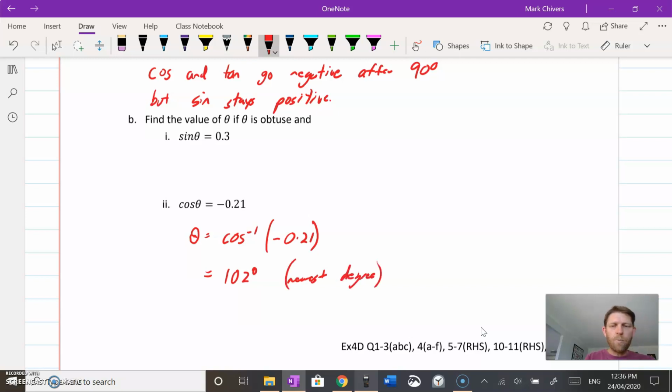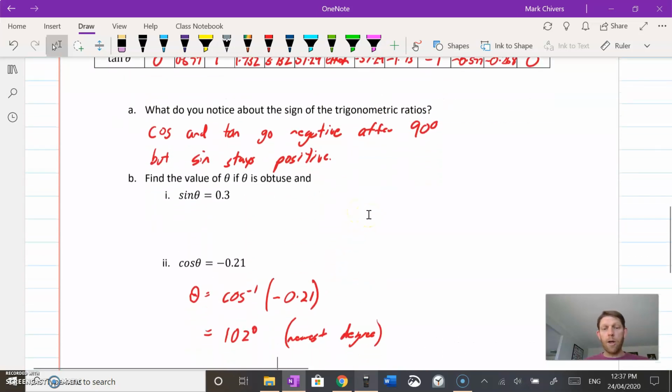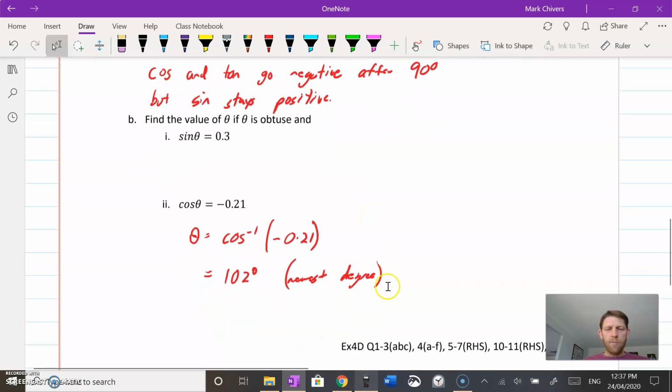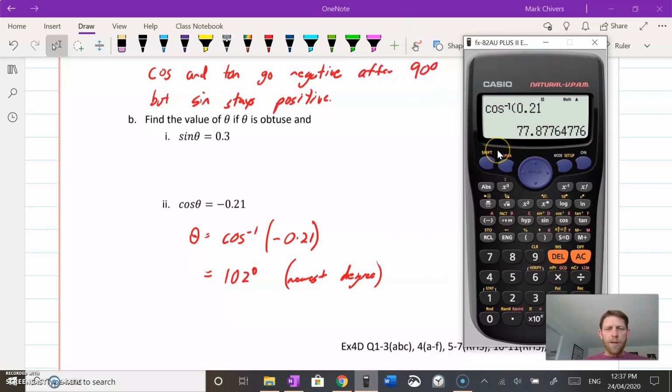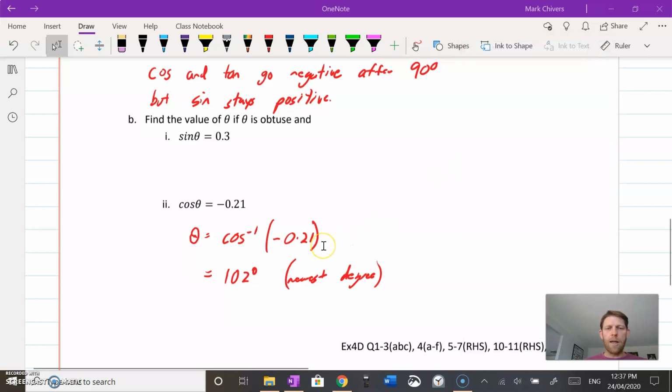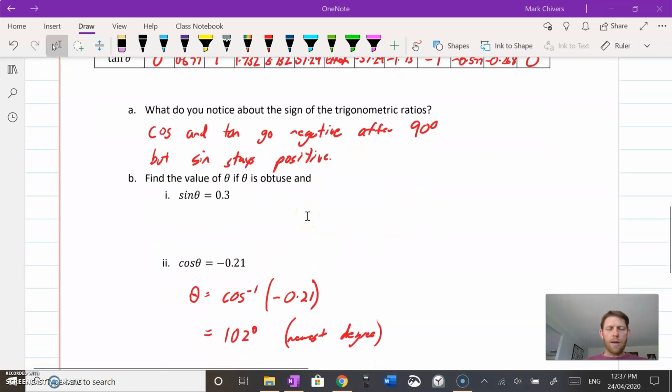So for cos and tan, it just works because the calculator knows if we're getting a negative value, then it must be an angle bigger than 90 degrees. Now if I went back in here and deleted that negative sign, we'd end up with 77 degrees. You can see here that 77 plus 102, once you allow for the decimal places, add up to 180. So they're complementing each other, but they're not the same thing. The calculator knows that once you put a negative value in for either cos or tan, we've got an obtuse angle. But the calculator has no way of knowing that with sine.